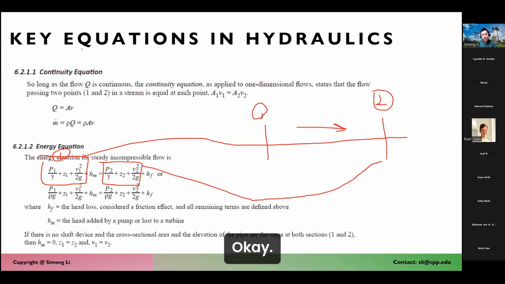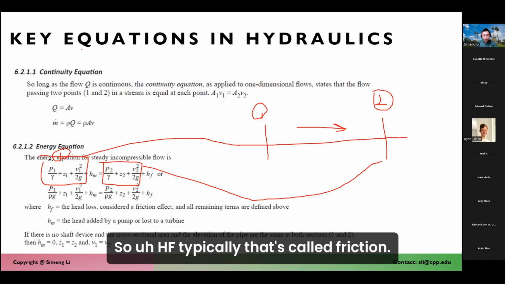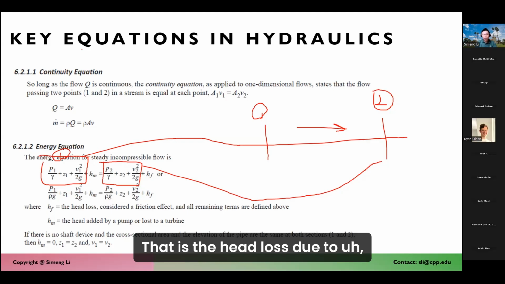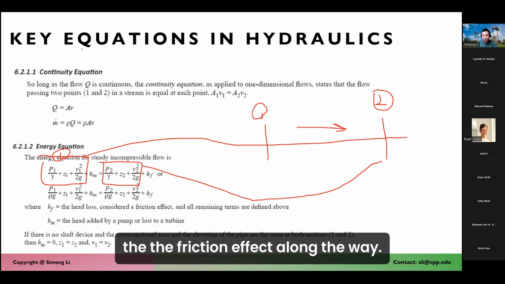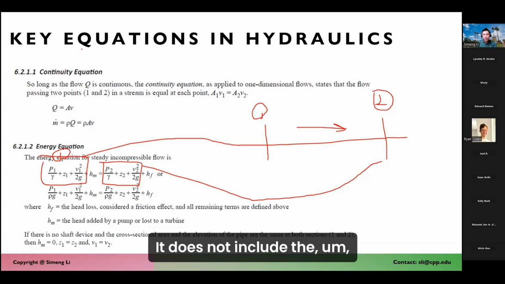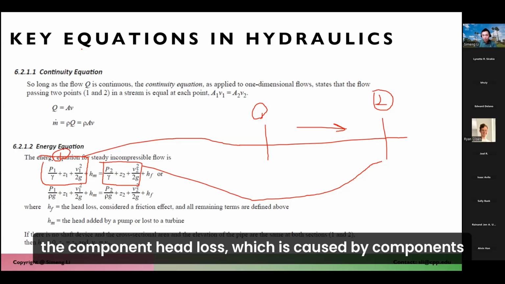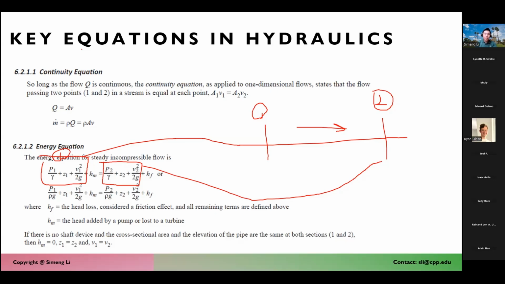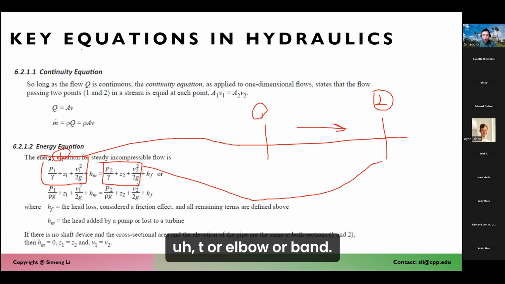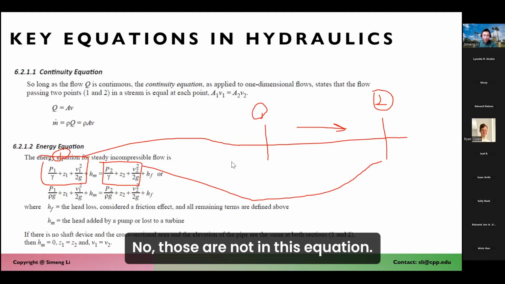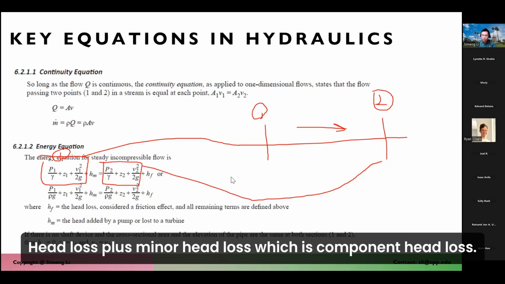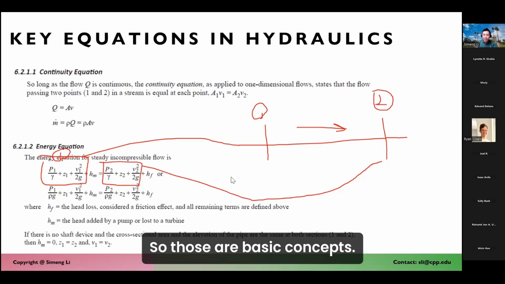topics. Okay, so HF, typically that's called friction head loss. That is the head loss due to the friction effect along the way. It does not include the component head loss, which is caused by components along the way, such as valves, such as a T or an elbow or bend. No, those are not in this equation. But you should know head loss is major head loss, which is friction head loss, plus minor head loss, which is component head loss. So those are basic concepts.